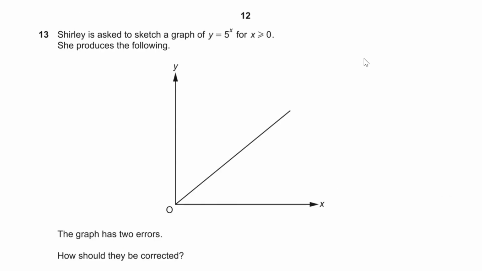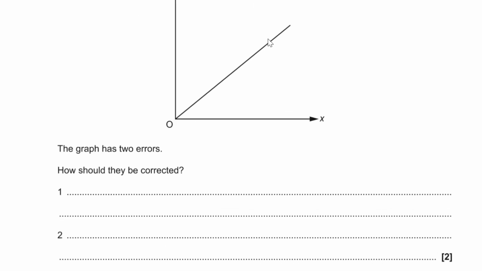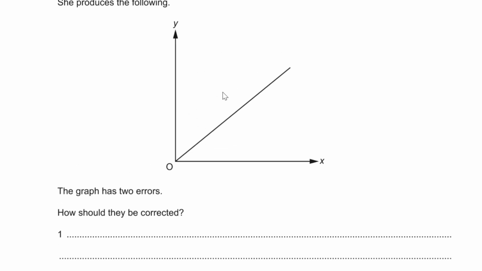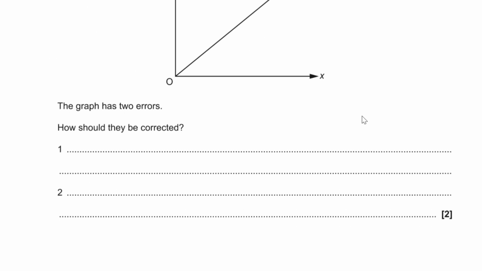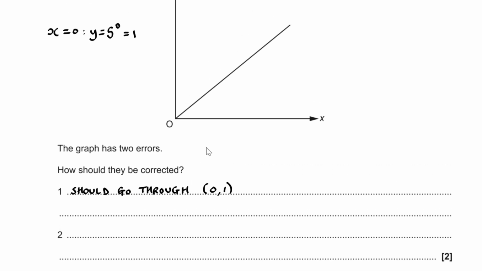Question number 13. Shirley is asked to sketch a graph of y equals 5 to the x, where x is greater or equal to 0, and she produces the following curve. We've got two errors. How should they be corrected? Well, first of all, the curve should pass the y-axis at 1. So when x equals 0, y is equal to 5 to the power of 0, which is 1. So we can correct our error by making sure the curve goes through 0, 1.